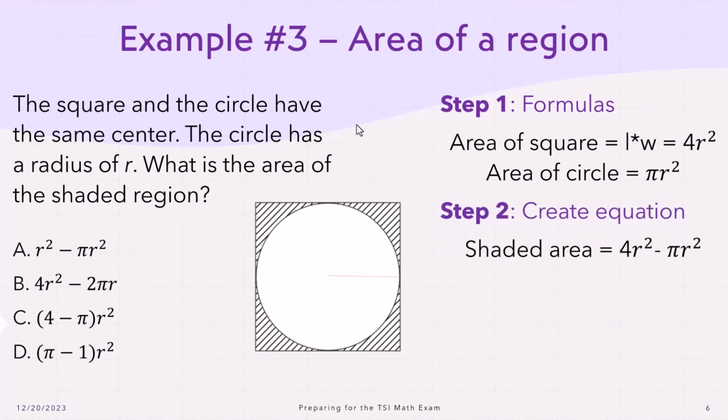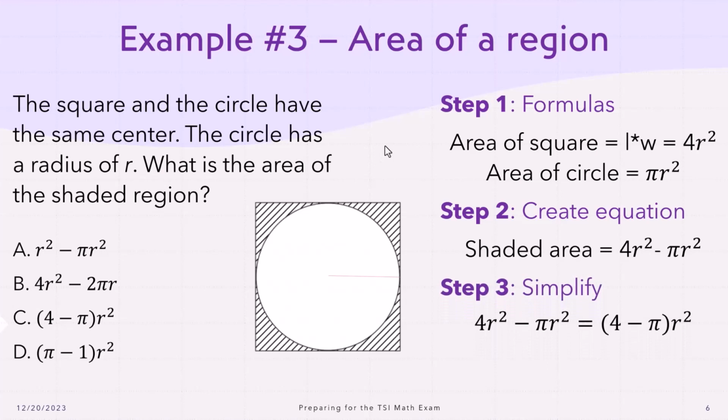Now to find the shaded area, because we're looking at the area of the shaded region, we want to create the equation of the shaded area, and that's going to be the area of the square minus the area of the circle. In other words, 4r squared minus pi r squared. Well, that isn't one of the answers in the A, B, C, D list, so we need to look at this a little further. We can simplify this by pulling out the common factor of r squared. And when we do this, we end up with the quantity 4 minus pi times r squared. And that is answer C.